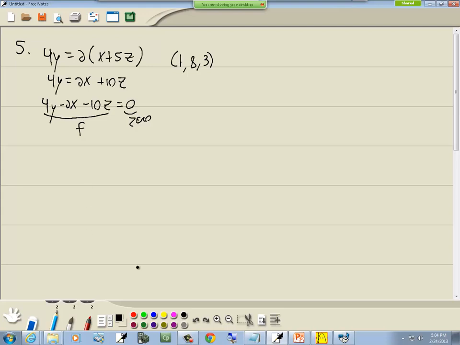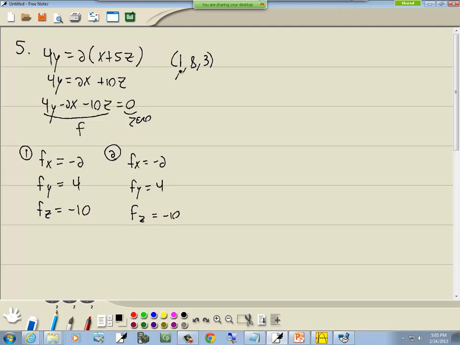First step. Want to find our partials with respect to x, y, and z. So partials with respect to x. 4y drops away. This would be a negative 2. Partials with respect to y gives 4. The x and the z are constant, so they drop away. Partials with respect to z, the x and y are constant, so that gives us negative 10. Well, there's nothing to plug in. There's no variables, so these are just the same for step 2, where we plug in our point for x naught, y naught, and z naught.